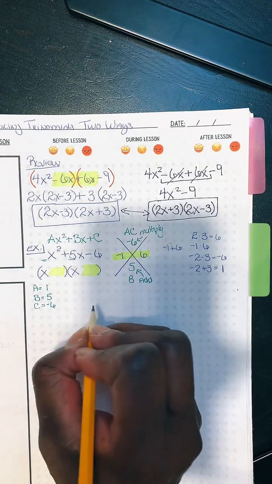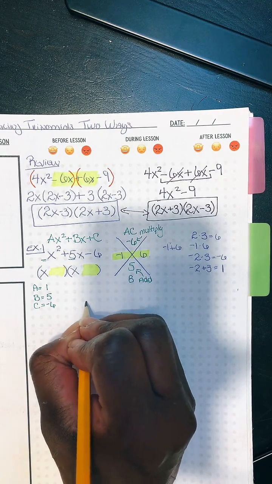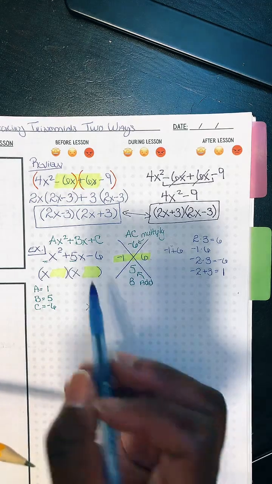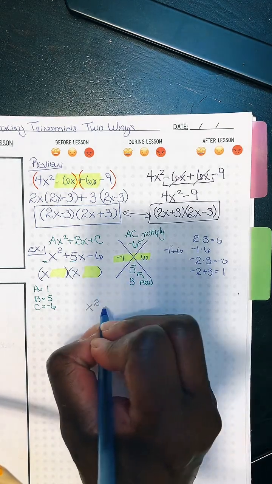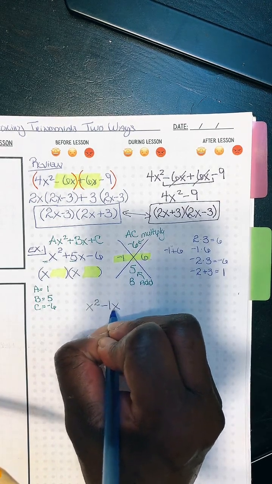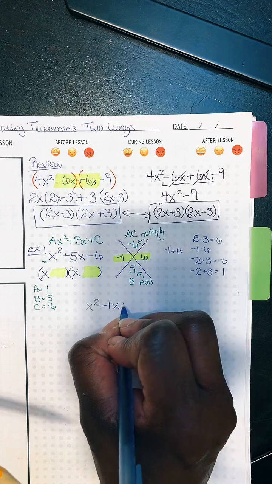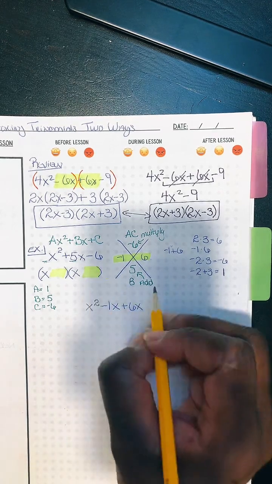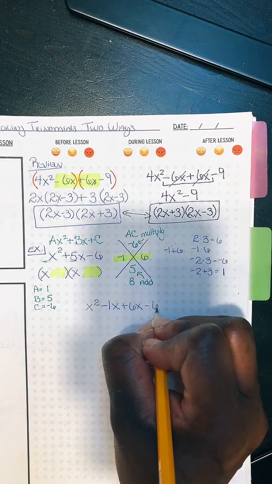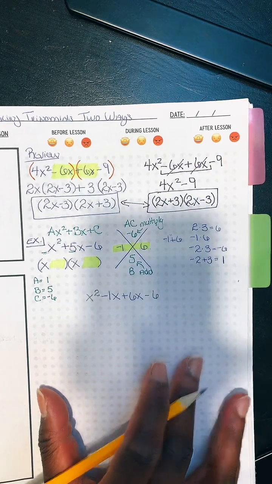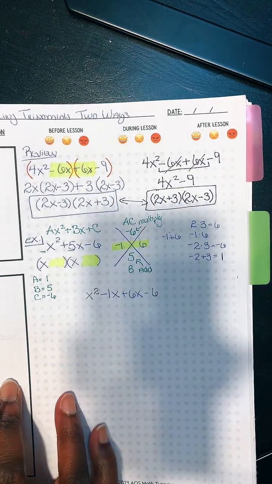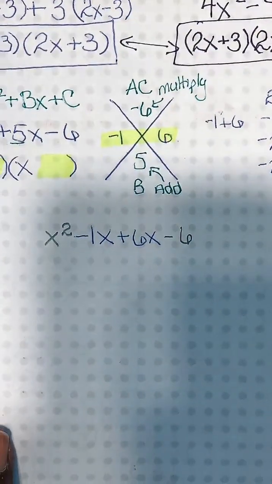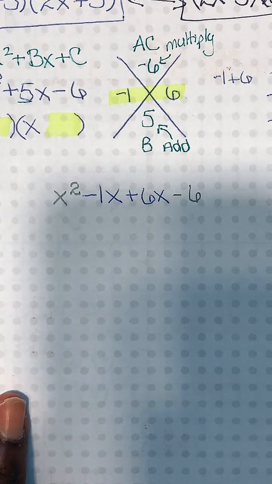They're basically rewriting, so we have our x squared, but in place of the 5x, they're putting a minus 1x. And since that's a positive 6, plus 6x. And then they're bringing down the minus 6. Just ride with me, people. All right, can I zoom in a little bit so you can see it a little bit clearer? Okay. All right, so I think that's right there.